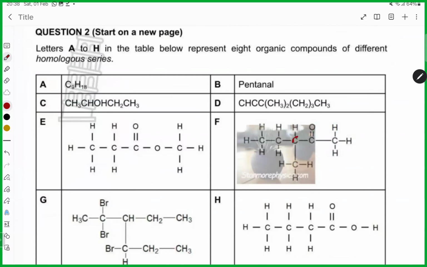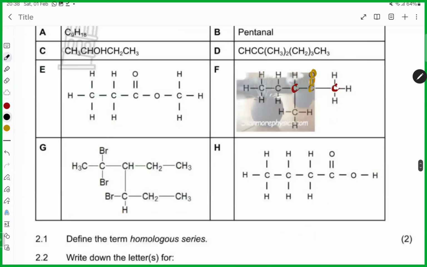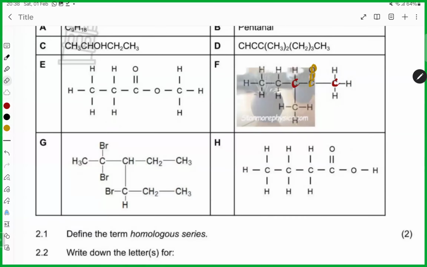Why F? There's your carbons. There's the carbonyl group between the two carbons. You may be wondering, what about the others? This is not a carbonyl group. You've got C double bond O here, but you don't have a carbon there. You've got an oxygen there. That's a completely different compound. Some of you may say, what about H? H is a carboxyl group. This is a carboxylic acid here. So the one with the carbonyl group, which is a ketone, is F.